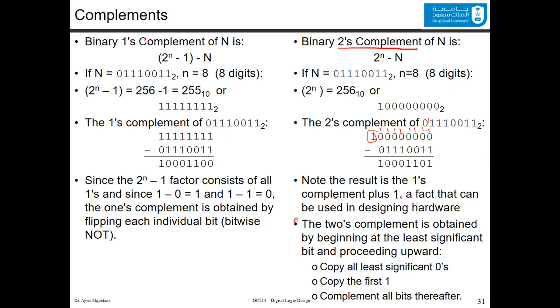Or we gave you the second idea of finding the two's complement by beginning at the least significant bit, which is the rightmost bit. You begin from this bit, the right one, and you copy all the least significant zeros and you copy the first one. In this number, we found the 1 right away, so we copy it. And then after that, you start flipping. You complement all the bits thereafter. So the 1 becomes 0, the 0 becomes 1, and so on. So this is a revision of the complements.